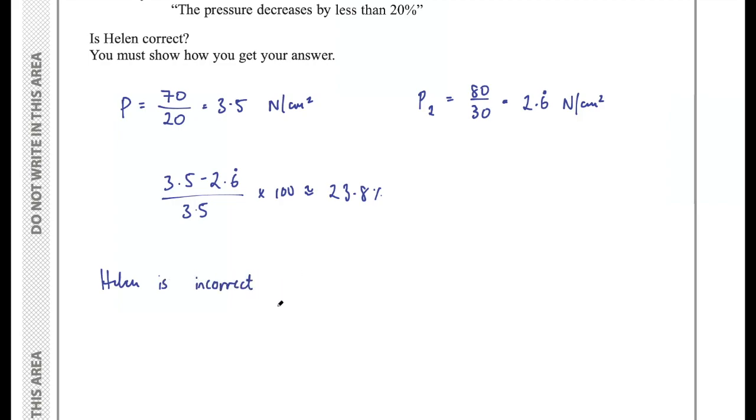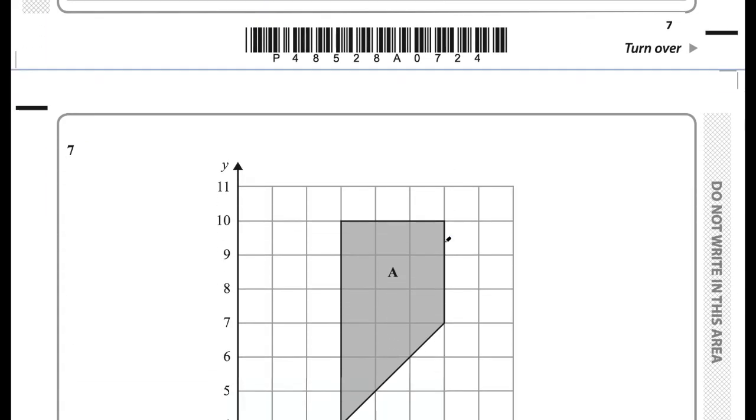Incorrect. The pressure decrease is approximately 23.8%. Okay, definitely not less than 20%. That was question 6 for 3 marks.